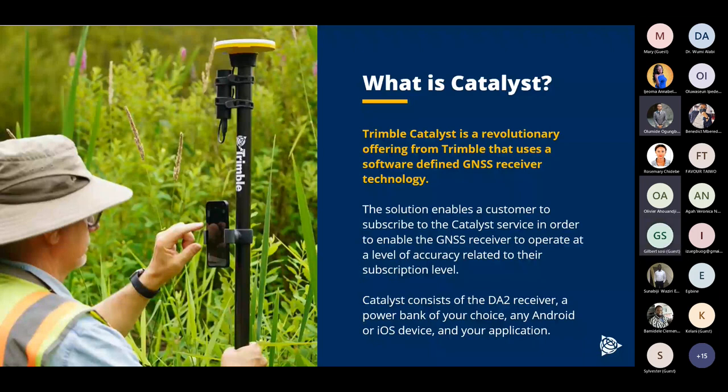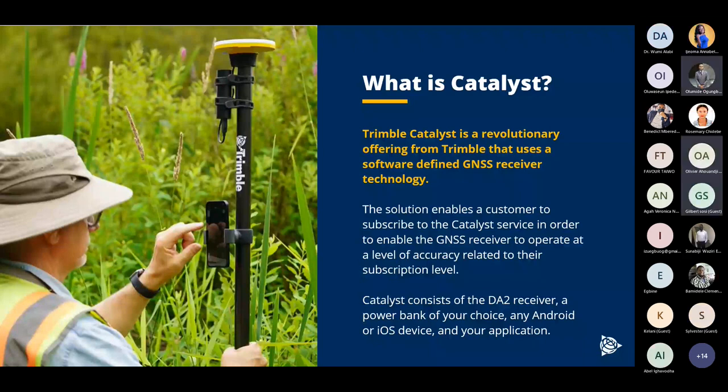The solution allows you to enjoy subscription accuracy from Trimble. What it means here is you acquire the antenna and then you subscribe to the accuracy, depending on what you need. You could need 1 centimeter accuracy, you could need 60 centimeter accuracy, maybe you need 30 centimeter accuracy, or you need 2 centimeter accuracy. Using this GNSS antenna, which you just acquire one time, you are able to subscribe to the accuracy according to your usage and the time that you need.